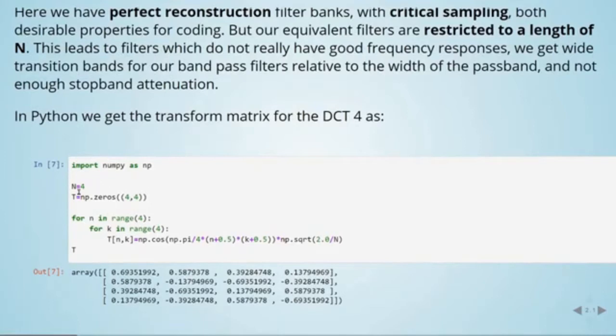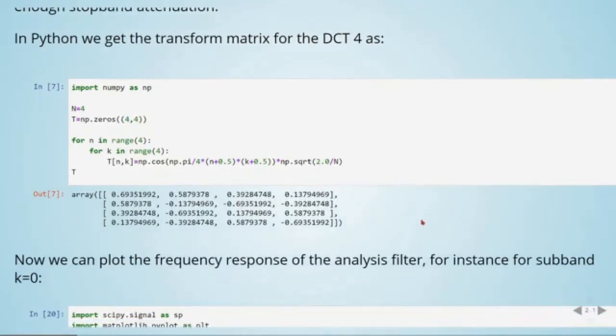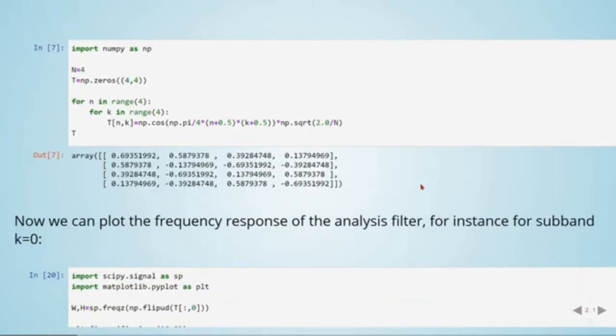So here we're starting with an empty zeros 4 by 4 matrix, N is equal to 4. Then we iterate through n and k, and we set these values here, and then we have our transform matrix for the DCT4. And now we can plot the frequency response of the analysis filter, for instance for subband k equals 0.